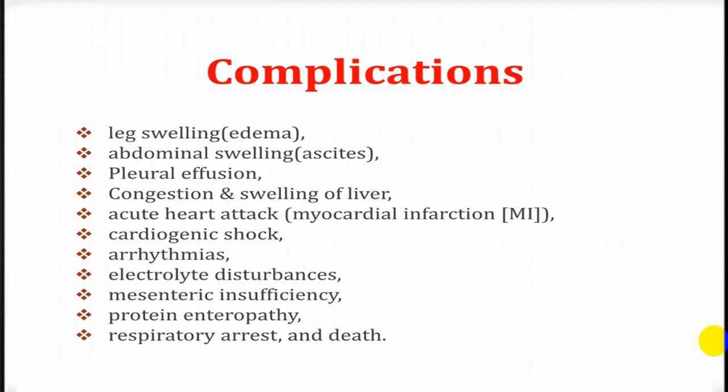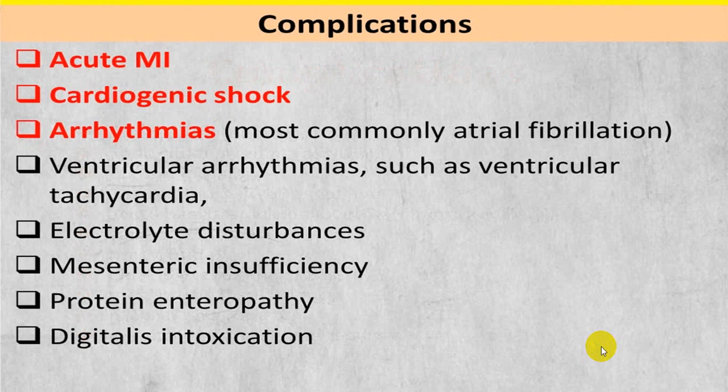So these are all the complications which you can come across: edema, ascites, pleural effusion, hepatomegaly, congestive hepatomegaly, cardiac cirrhosis, myocardial infarction, cardiogenic shock, cardiac arrhythmias, electrolyte imbalance, mesenteric insufficiency, protein enteropathy, respiratory arrest, and the person can even die. Acute MI, sometimes it is quite common. Digoxin toxicity is also common.